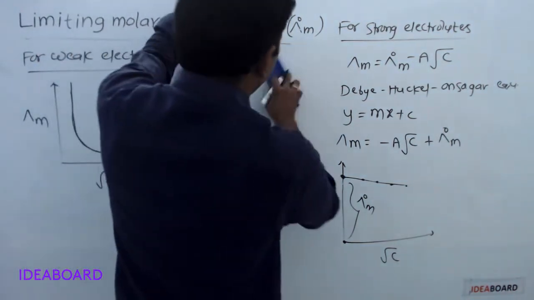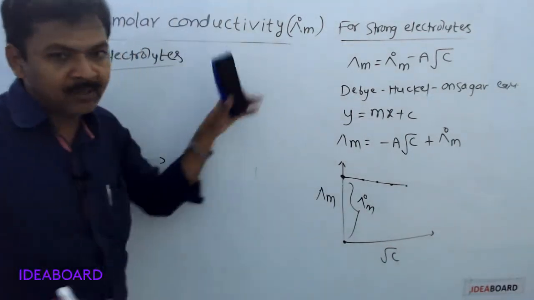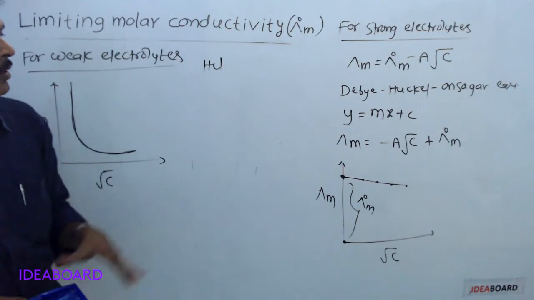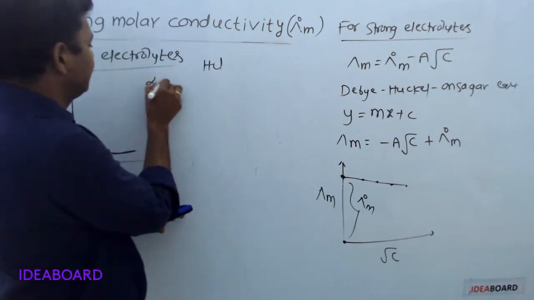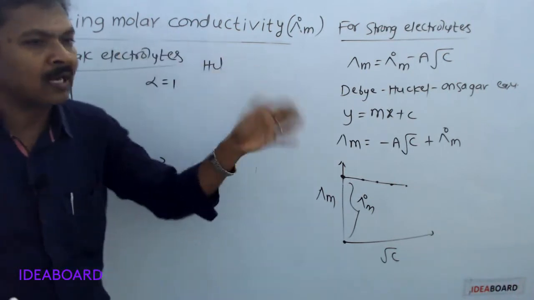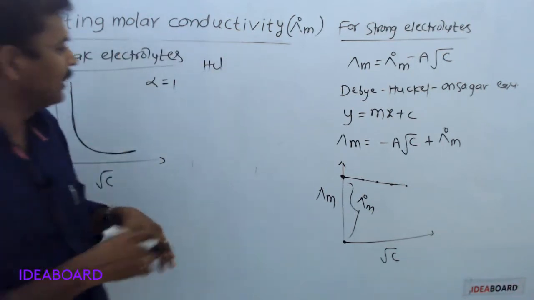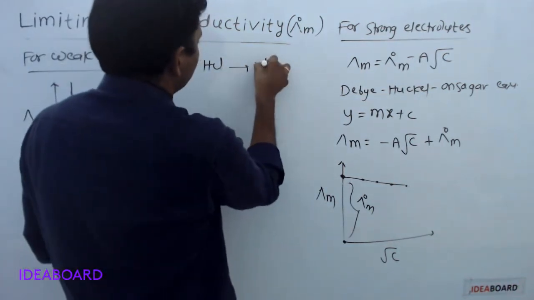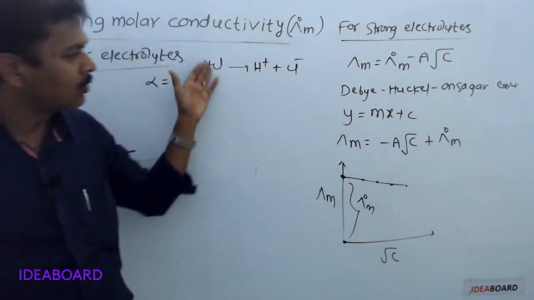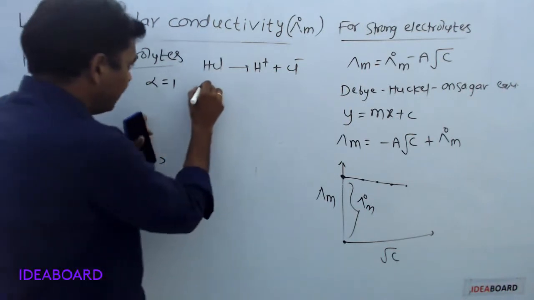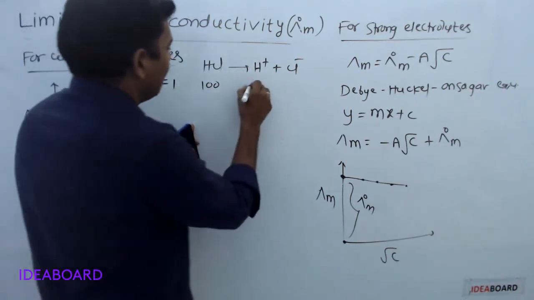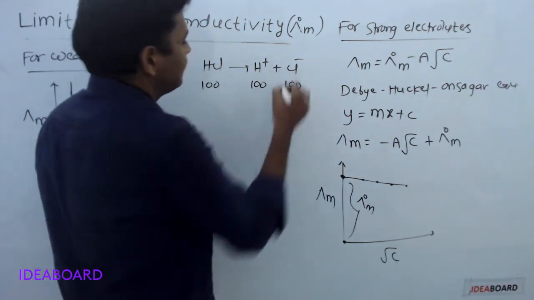We can explain like this. First, let me take one strong electrolyte, HCl. HCl is a strong acid. We know that for strong acids, alpha is 1. Strong acids are strong electrolytes. For strong electrolytes, the alpha value is 1, that means they undergo complete dissociation. If we take 100 HCl molecules, they can give 100 H plus ions and 100 Cl minus ions.